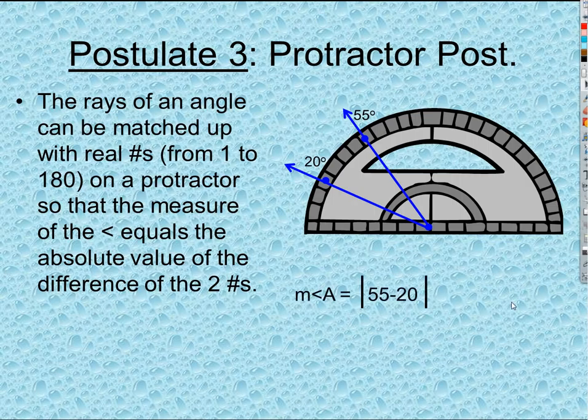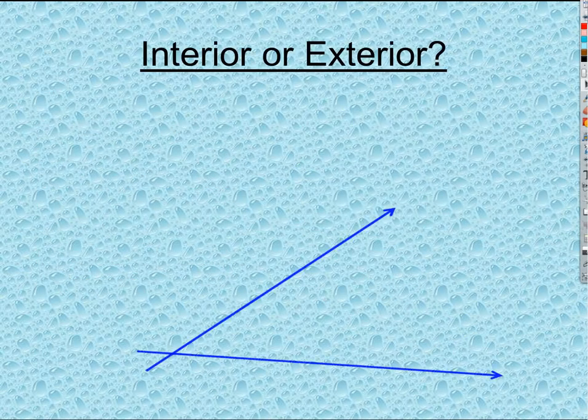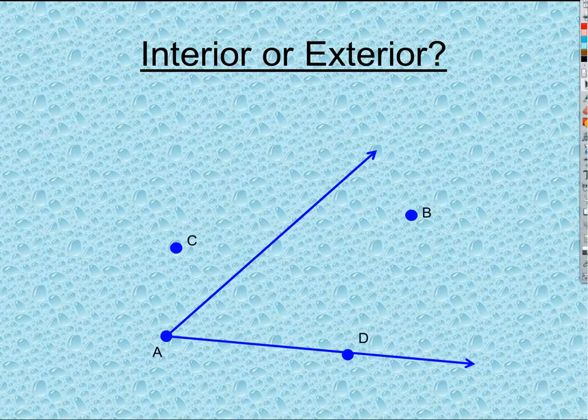Just like we would with a ruler. And really we want to include the absolute value there because we could also subtract the 55 from the 20. And as long as we make sure our answer is positive, we're always going to get 35, right? But typically we just subtract the small number from the big number. We don't have to worry about it.